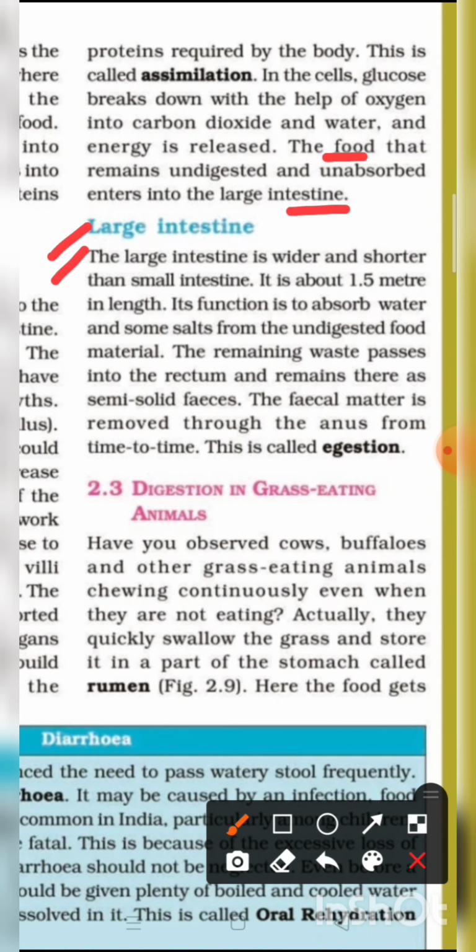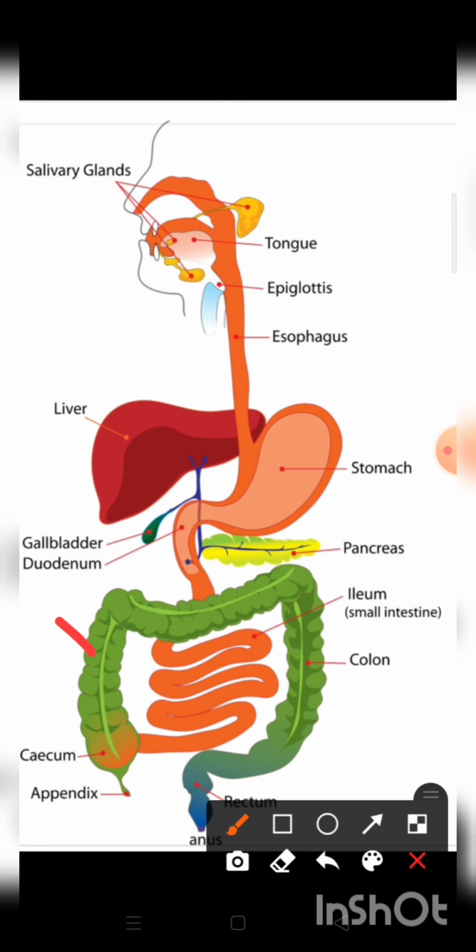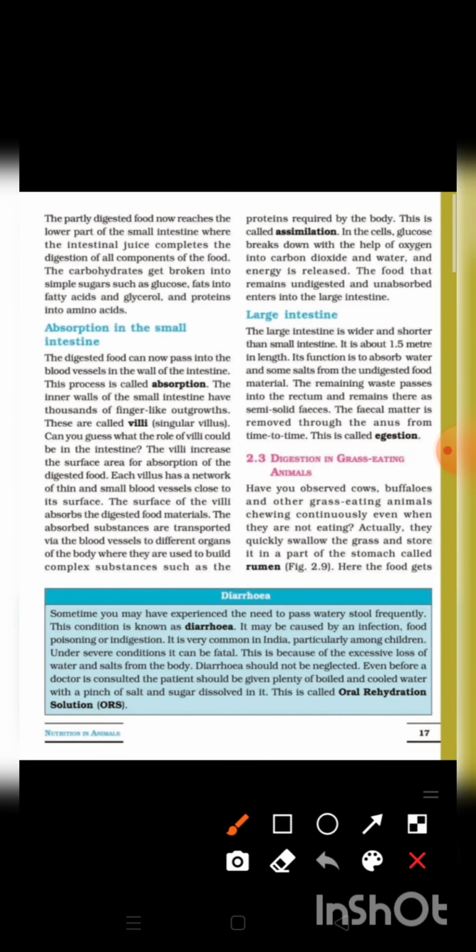Next we come to the large intestine. The large intestine is wider and shorter than the small intestine. It is about 1.5 meters in length. Its function is to absorb water and some salts from the undigested food material. The remaining waste passes into the rectum and remains there as semi-solid feces. The fecal matter is removed through the anus from time to time. This is called egestion. So this was about the digestion in humans.